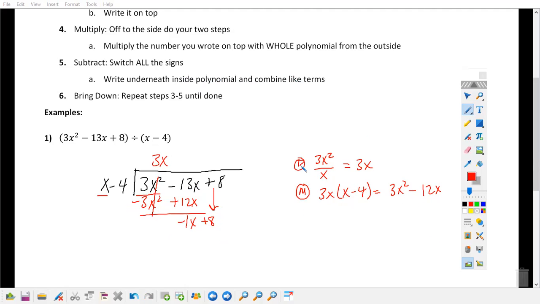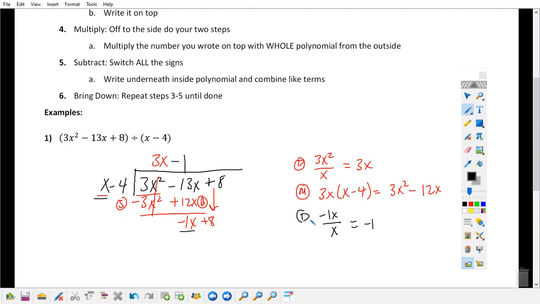So again, we divide, we multiply, we subtract, and then we bring down. Now I'm going to do it again. This time my leading term is negative 1x, and I'm going to divide by x. So I'm going to divide in my head, negative 1x divided by x, and that equals what? Negative 1. So this is now part of my quotient.